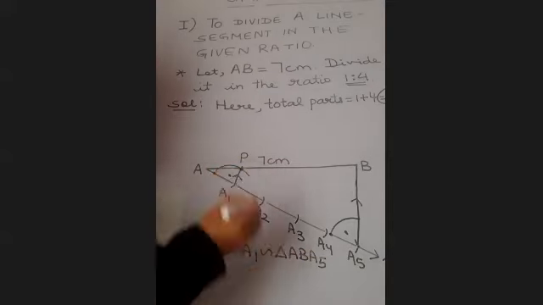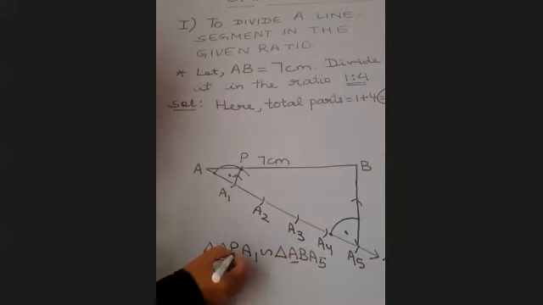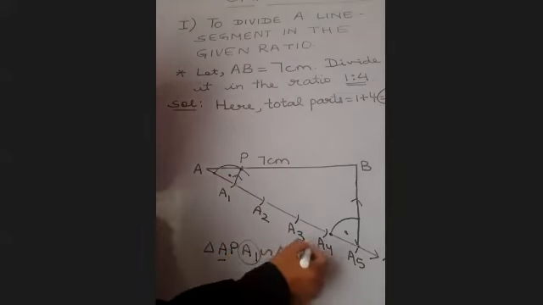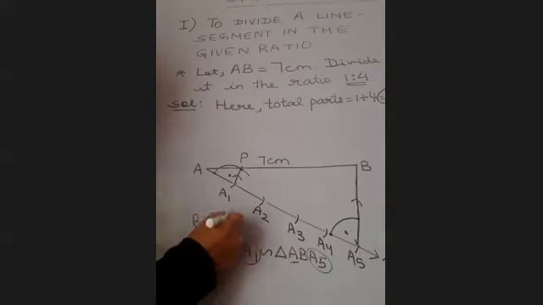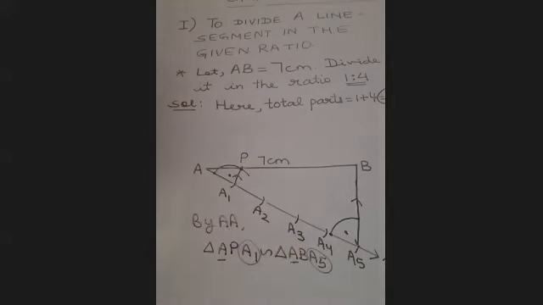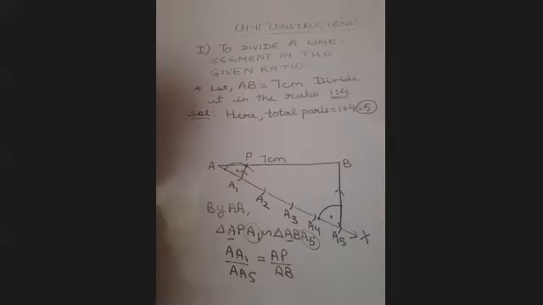Why are these two triangles similar? Ma'am, angle A is common and corresponding angle A1 is equal to A5 by construction. So by angle, these two triangles are similar. You do not have to write this, I'm just explaining to you. And since the triangles are similar, the ratio of their sides will be equal. AA1 upon AA5 will be equal to AP upon AB.